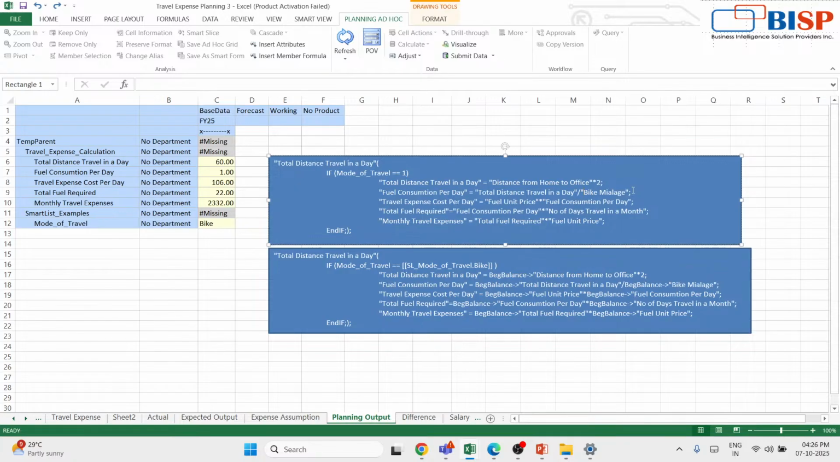Travel expense cost per day equals fuel unit price multiplied by fuel consumption per day. Total fuel required equals fuel consumption per day multiplied by number of days travel in a month. And here the monthly travel expense equals total fuel required multiplied by fuel unit price. So this is the end fix which we use after implementing it. And here the mode of travel is a smart list, mode of travel bike. So the same way we can implement the formula here.